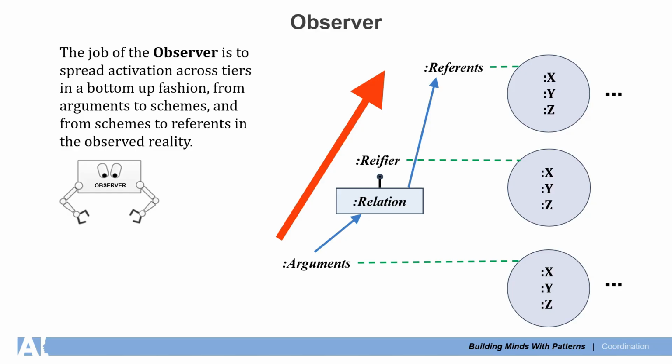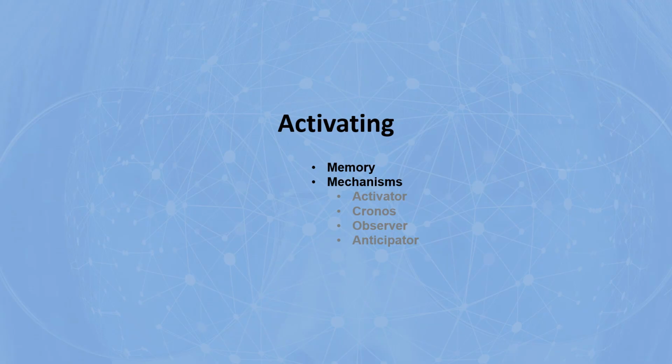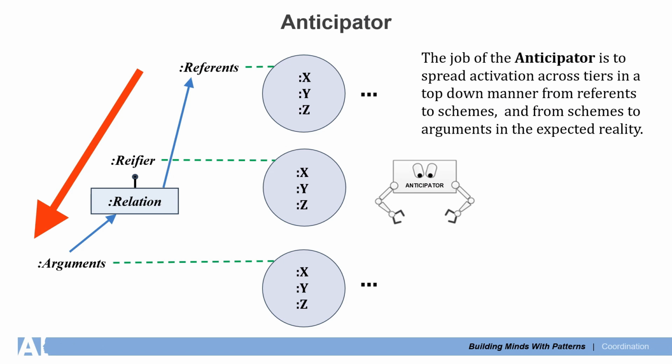The job of the observer is to spread activation across tiers in a bottom-up fashion, from arguments to schemes, and from schemes to reference in the observed reality. The job of the anticipator is to spread activation across tiers in a top-down manner, from reference to schemes and from schemes to arguments in the expected reality.